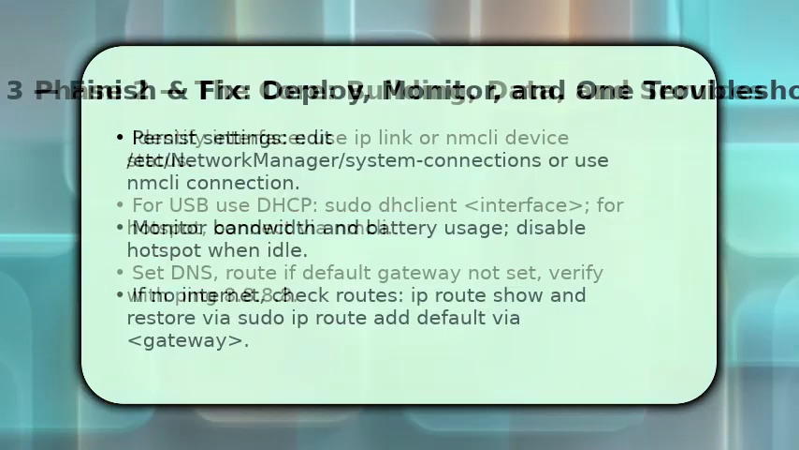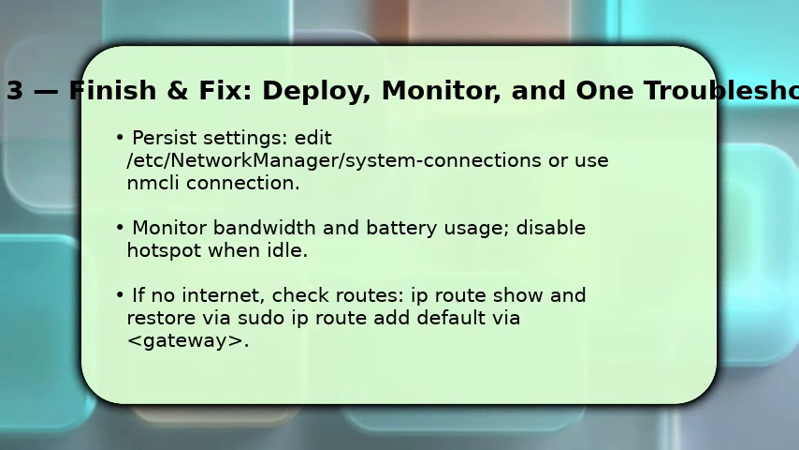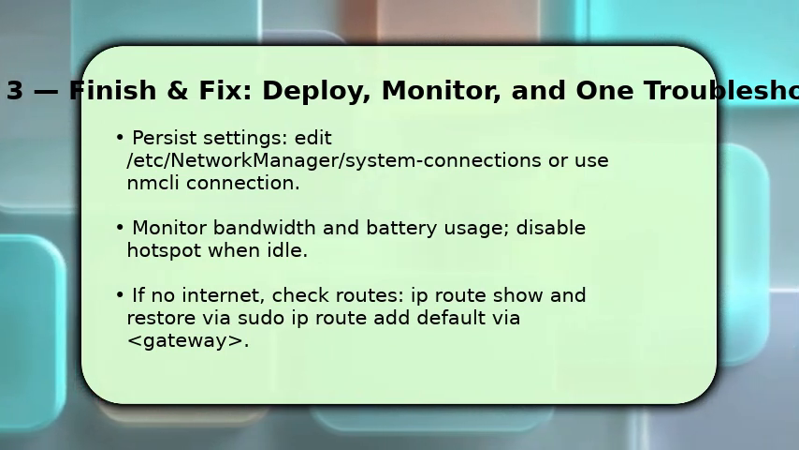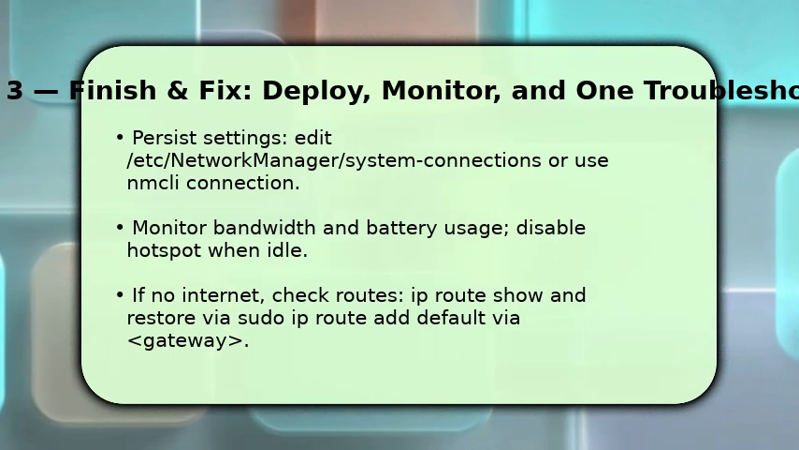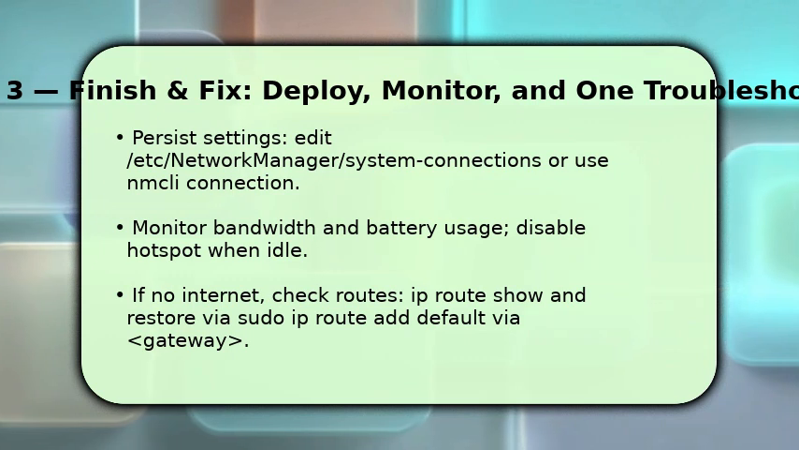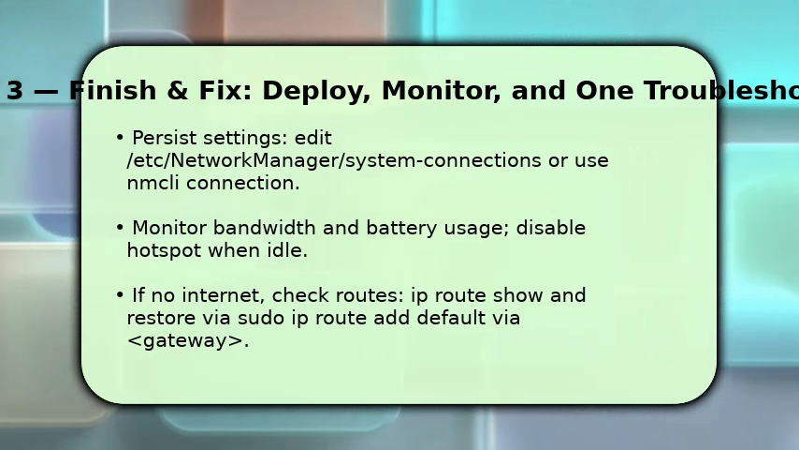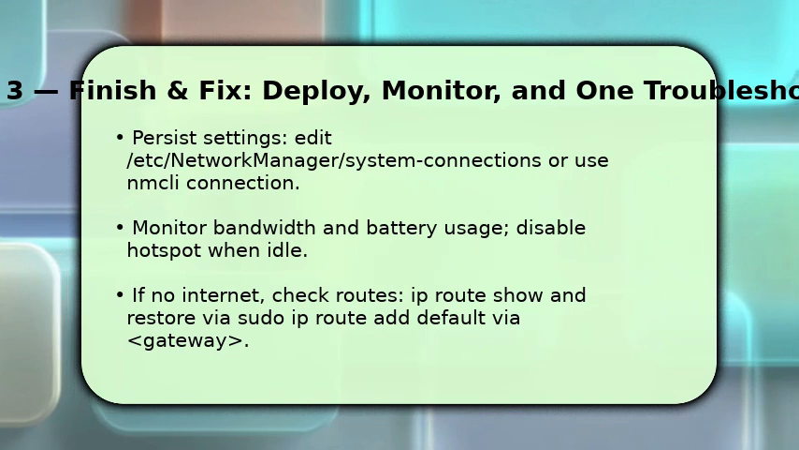Use nmcli connection add or edit /etc/NetworkManager/system-connections and secure the file. Make sure you monitor mobile data usage and battery drain. Disconnect when not needed. If things go wrong, first check ip route show and resolve gateway issues. If the default route is missing, restore it with sudo ip route add default via the gateway.